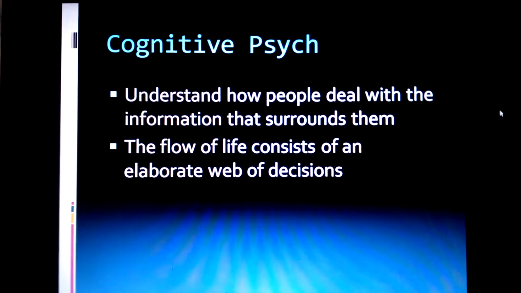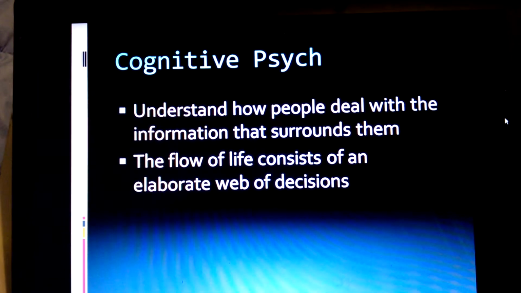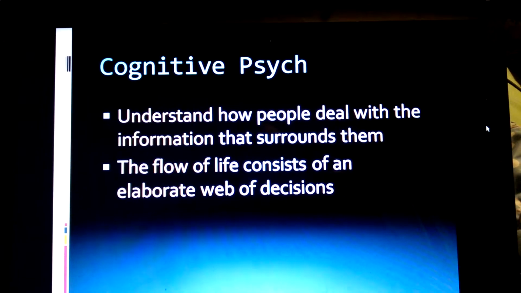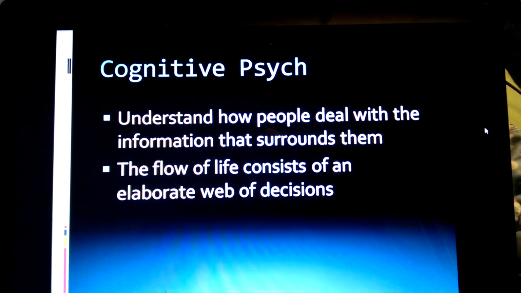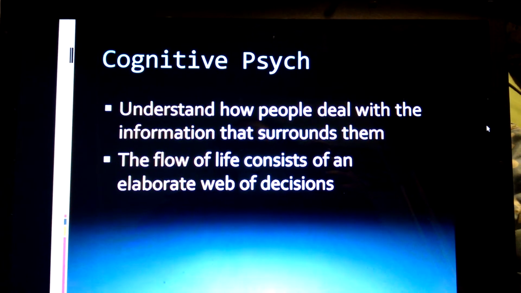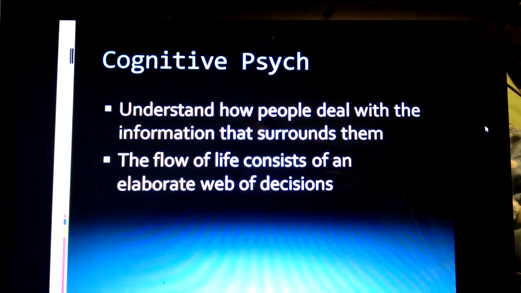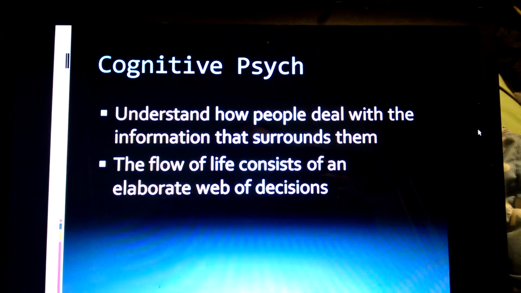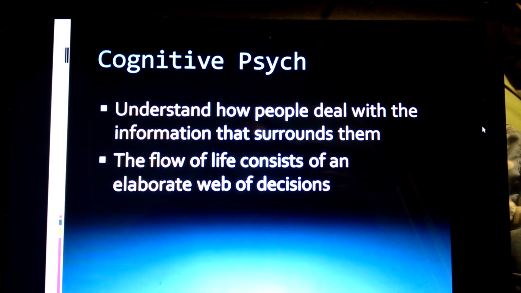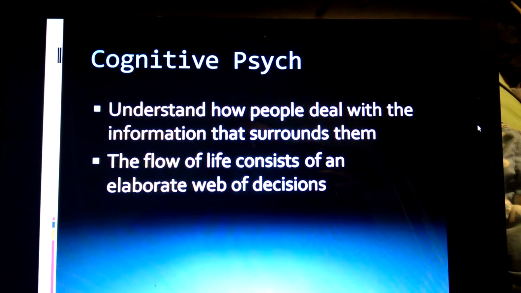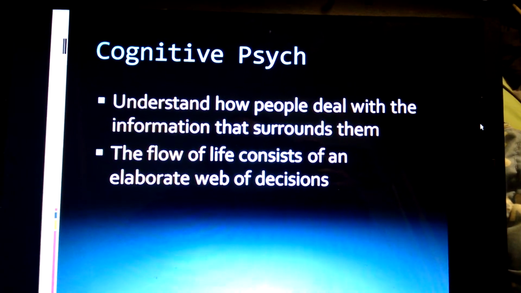Cognitive psychology emerged as a major part of the field in the 70s and 80s. One of the major topics of it was how people represent experiences mentally and how they make decisions. It basically relies on two assumptions. First is that it's critical to understand how people deal with information that surrounds them. And also that the flow of life consists of an elaborate web of decisions.